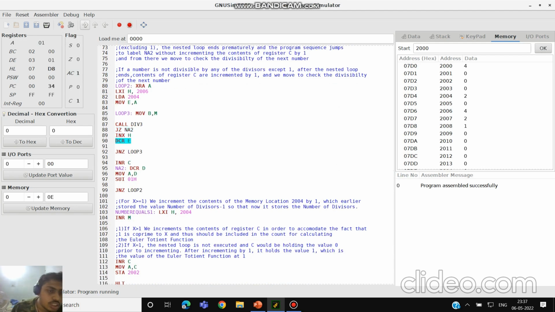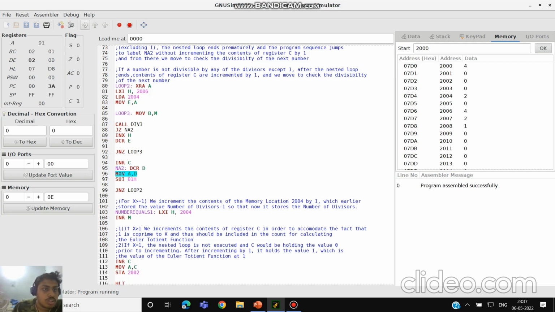INX H, decrement E will now become 0 because it was already holding the value of 2 after the execution. You can see here. So JNZ loop 3 will end completely, not prematurely. C would be incremented because it is a coprime number to 4. So the Euler Totient counter rightfully increments its value by 1.